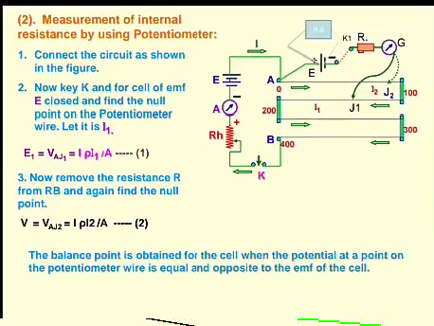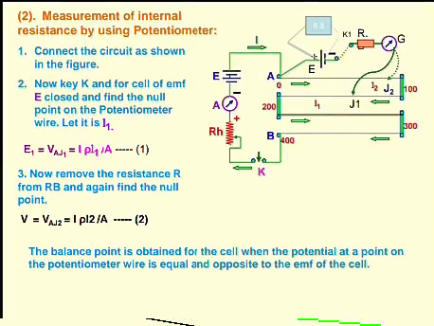The second application based on the potentiometer is the measurement of internal resistance by using the potentiometer. To measure the internal resistance of the given primary cell by using the potentiometer, connect the circuit as shown in the figure. Now, with the key placed, find the null point for the cell connected in the circuit.